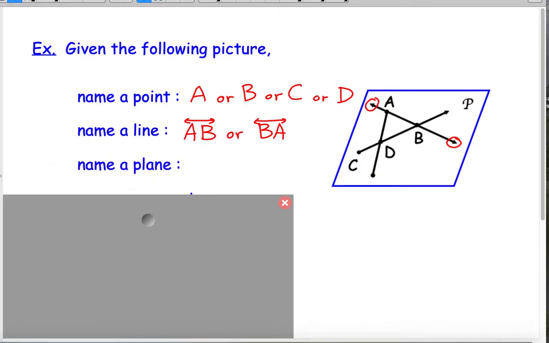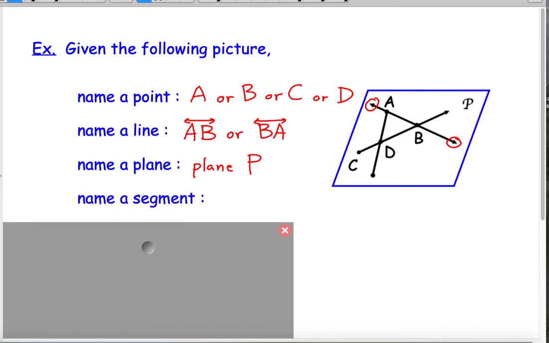Name a plane. This is the one that students always get wrong on a quiz. You can't just write P. You have to write the word plane and then the letter P. So plane P. Hint, hint, for a quiz coming up soon.